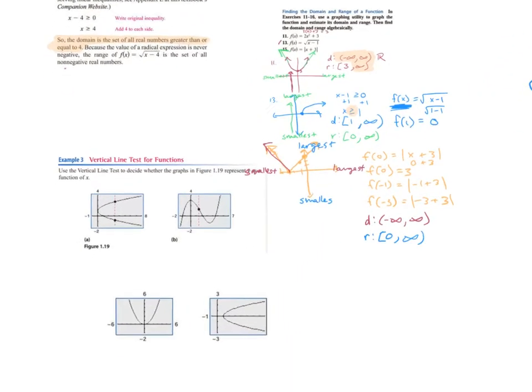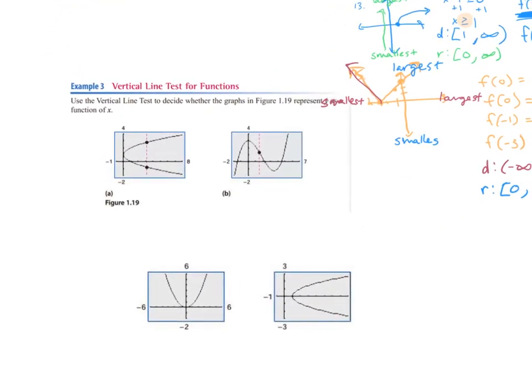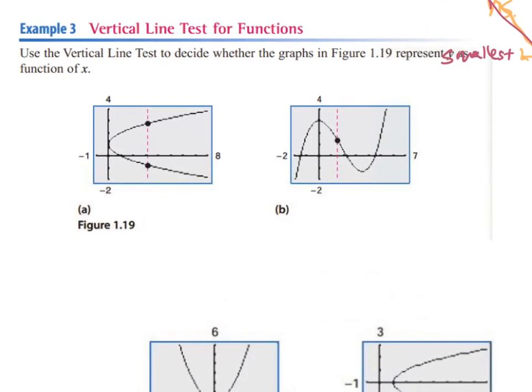Okay, moving on to the vertical line test for functions. So we use the vertical line test to decide whether the graph represents a function. It's so much easier to show people in person, but if you take your pencil vertically and go over the graph, if the pencil touches 2 points on the graph, then it's not a function. So the vertical line can only touch the graph at 1 point at all times.